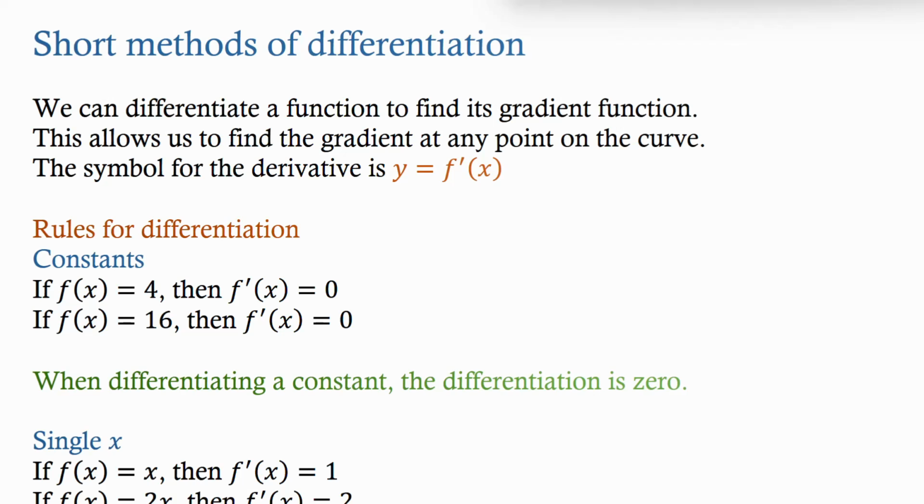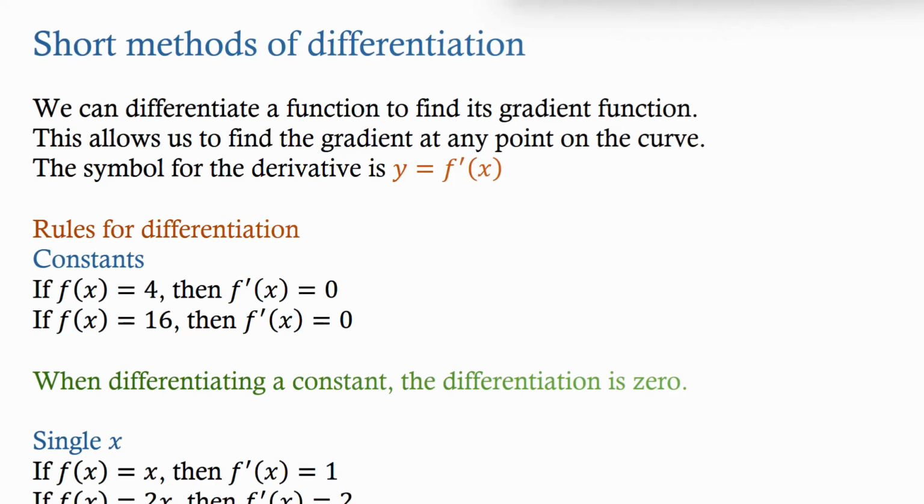In this video, we're focusing on the short methods of differentiation. We can differentiate a function to find its gradient function, which then allows us to find the gradient at any point on a curve. The symbol for the derivative is y equals f'(x). You may also see it as dy over dx, which is another common way of representing the derivative.